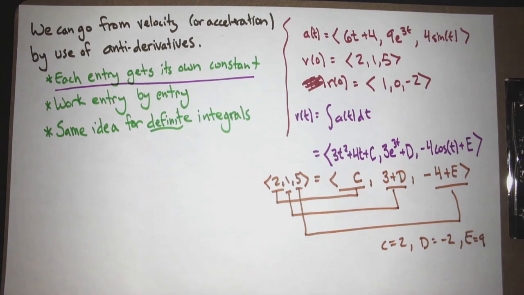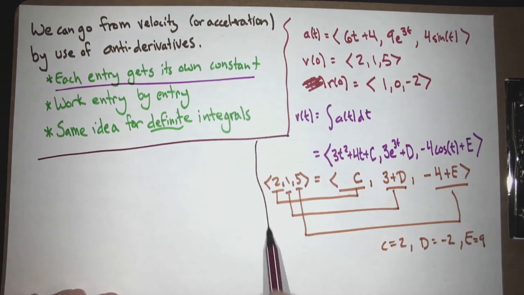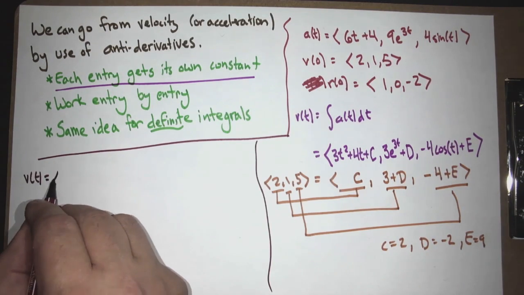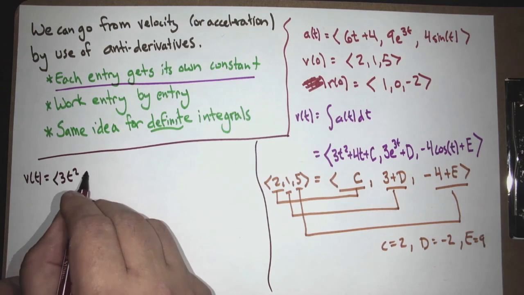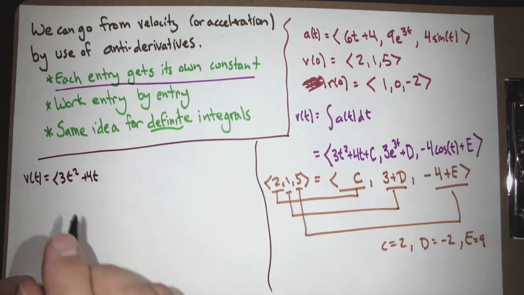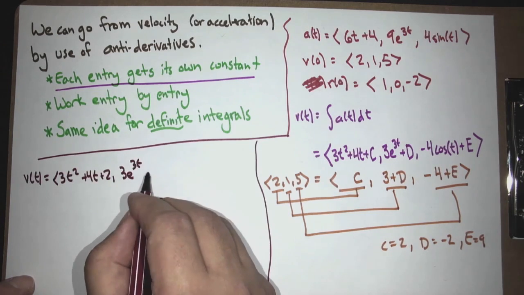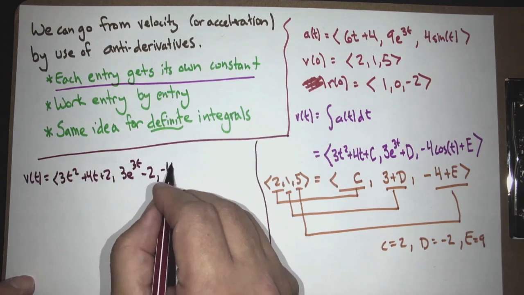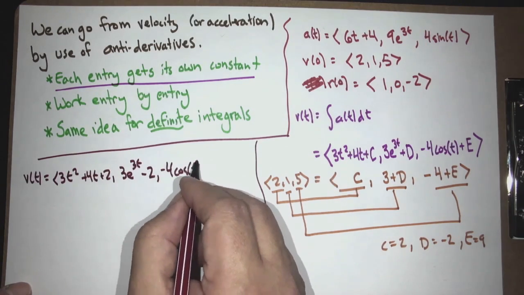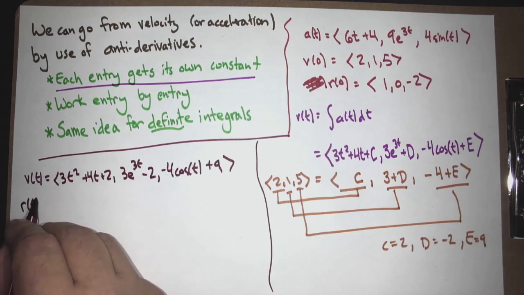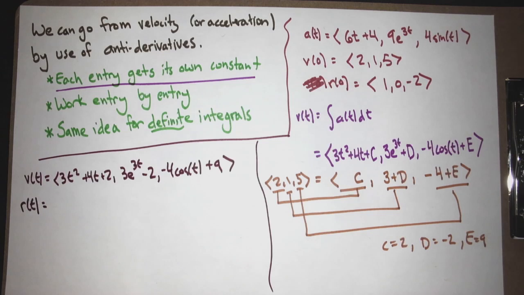All right. So now we can do our update. We have our velocity is 3t squared plus 4t plus 2, 3e to the 3t minus 2, negative 4 cosine t plus 9. All right, now we integrate. What's the integral of 3t squared plus 4t plus 2?